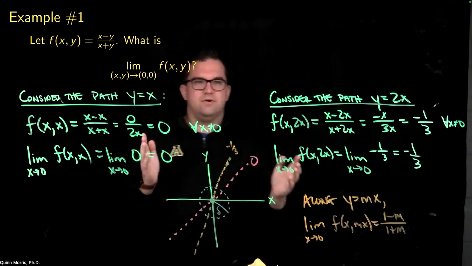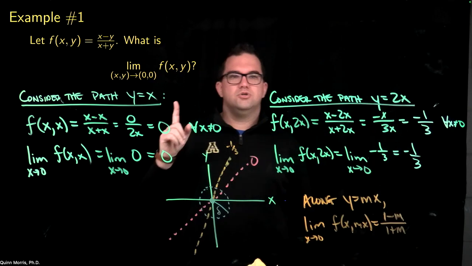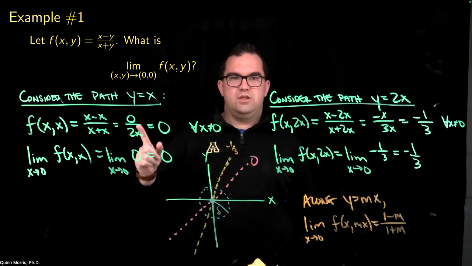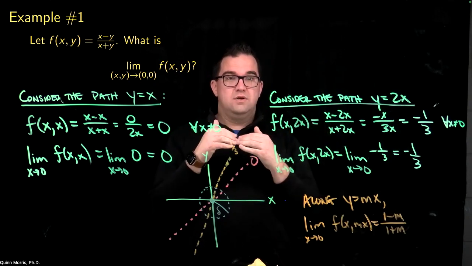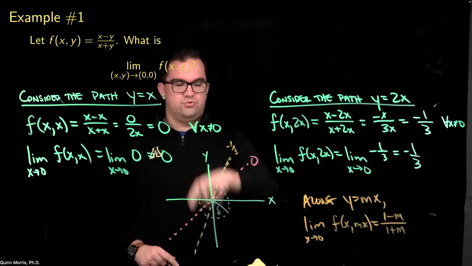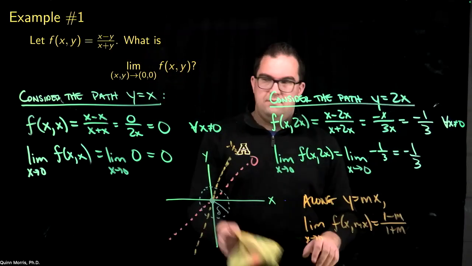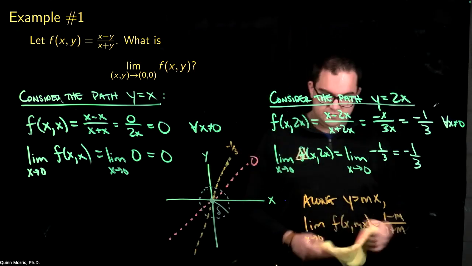Okay. One thing that we can see here is that there's some things going on by looking along paths. Certainly, if we look along different paths and we get different values, then that ought to tell me that my limit doesn't exist, right? I'm going to be able to play this sort of game anytime my limit along different paths gives me different values.